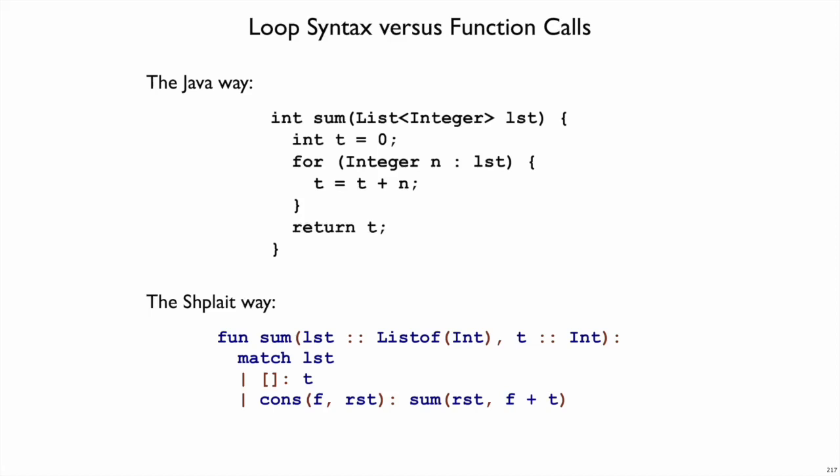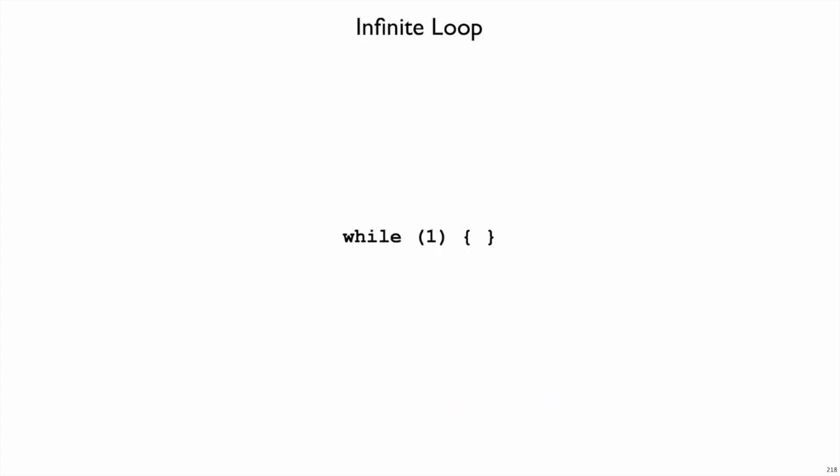Throughout the semester, you've no doubt noticed that there are functions that we would write using a for loop in Java and similar languages, but in Shplait, we just write a recursive function. We're now in a position to explain why Shplait doesn't need a special for form for loops. Let's simplify things a little bit by just considering infinite loops.